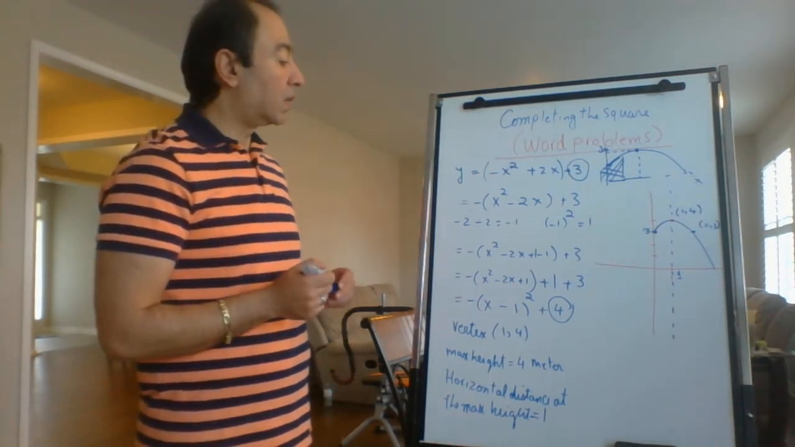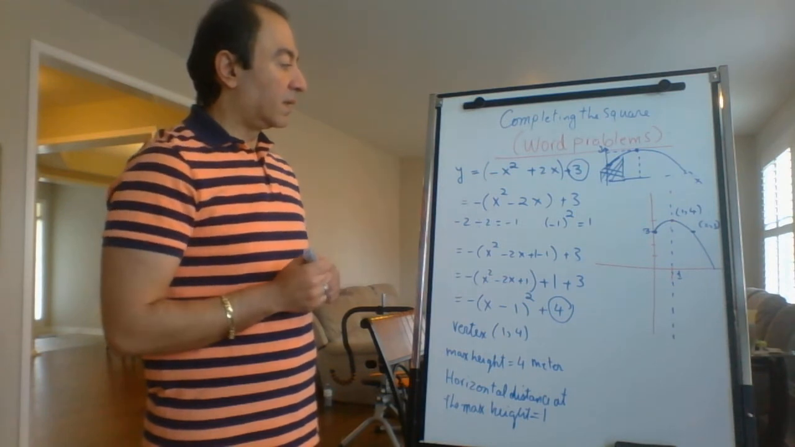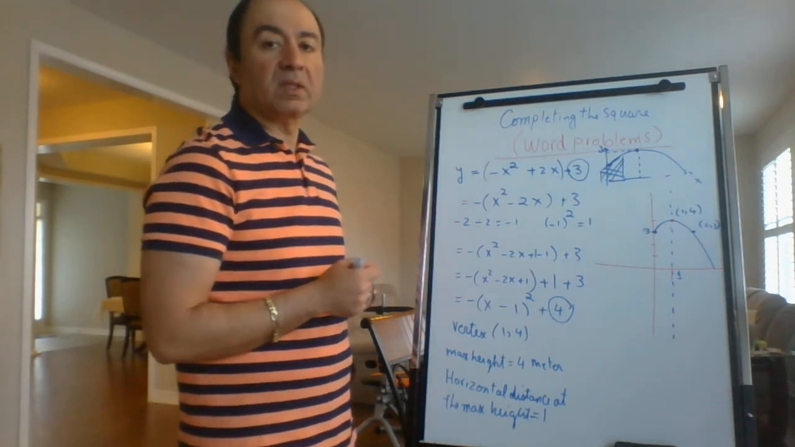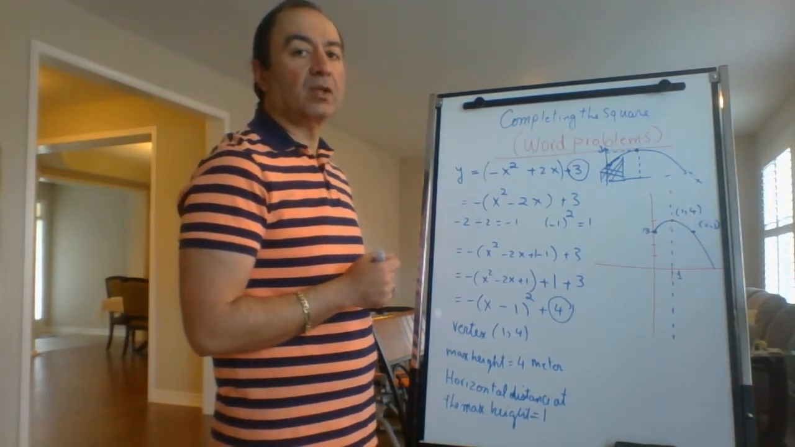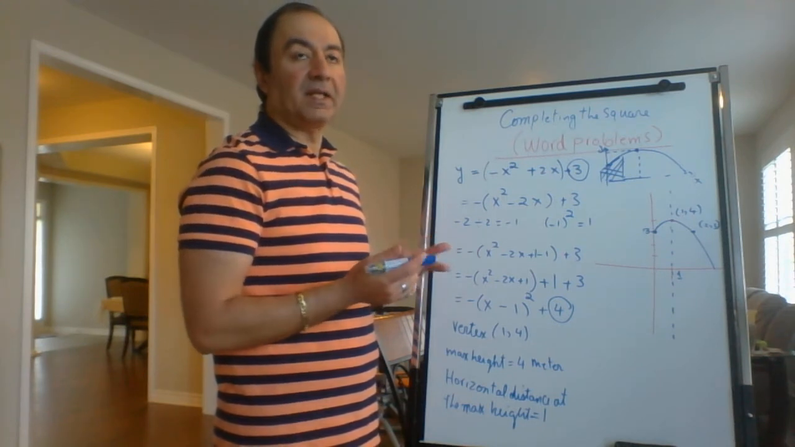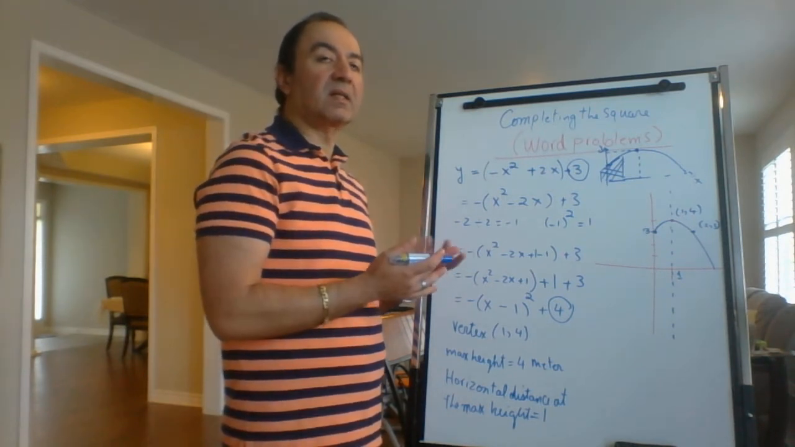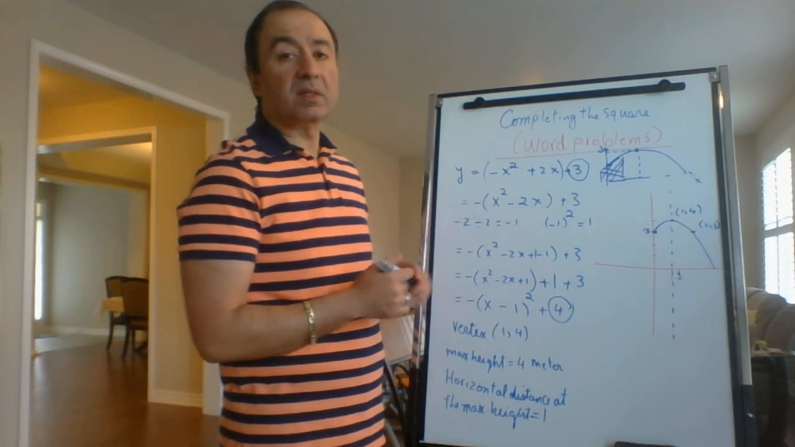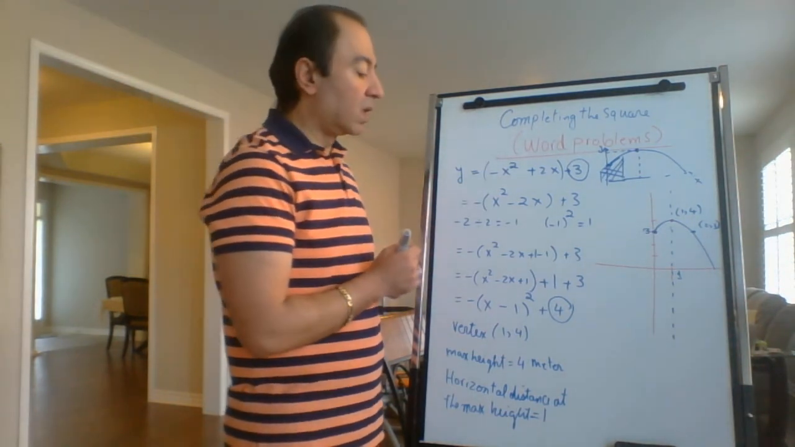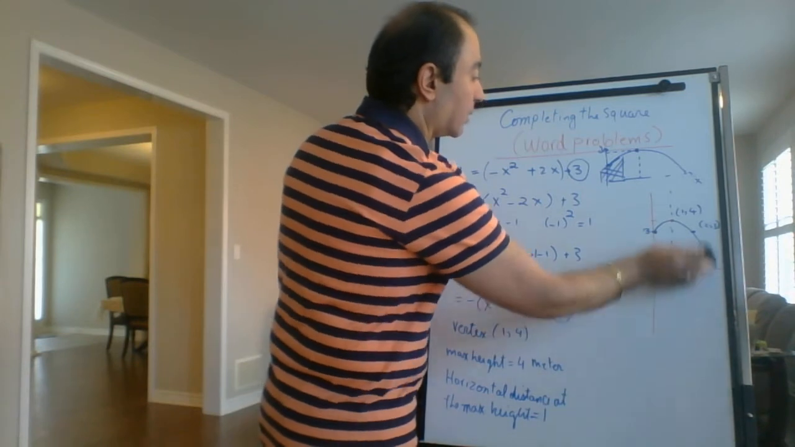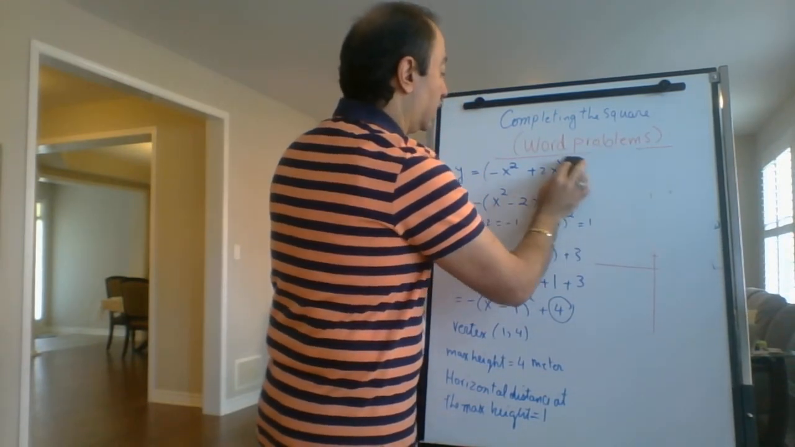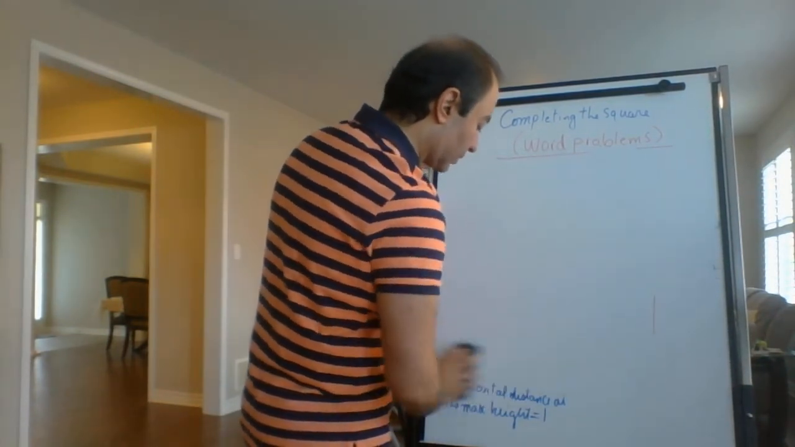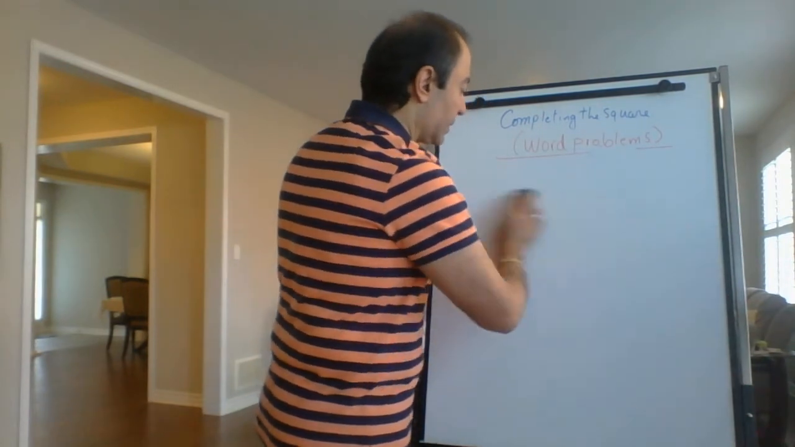Okay, so this is the second example. I think these two examples cover everything we need to know. Any other word problem will be the same ideas, except for maybe different wording or different numbers, but the same idea. Okay, so this is the word problem, completing the square. We are done with the lesson of completing the square completely.